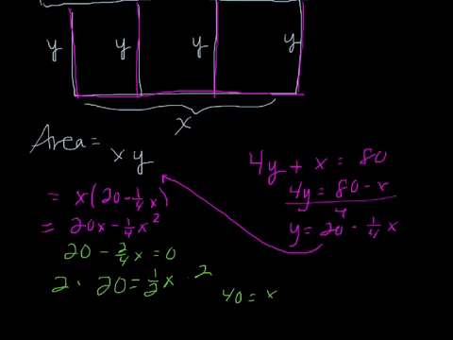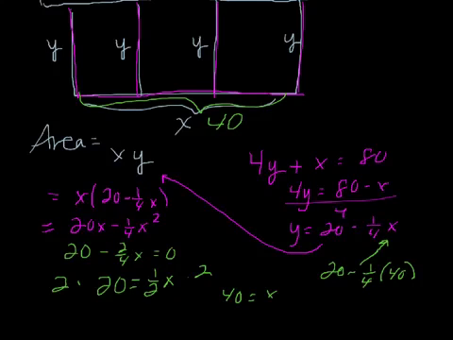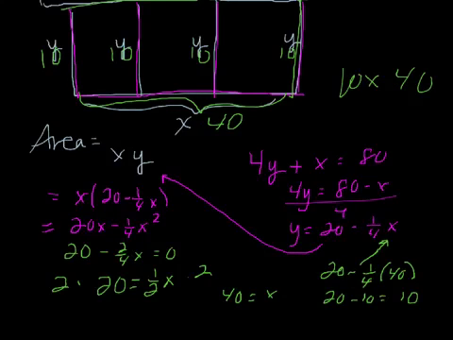40 equals x. And it wants the dimensions, so I know that this side is going to be equal to 40. Now all I have to do is plug in 40 for x into that expression, and it will tell me what y is equal to. So I have 20 minus 10, which is 10. So all of those y's would be 10. So the dimensions of the rectangle would be 10 times 40. And that's your answer to number 12.